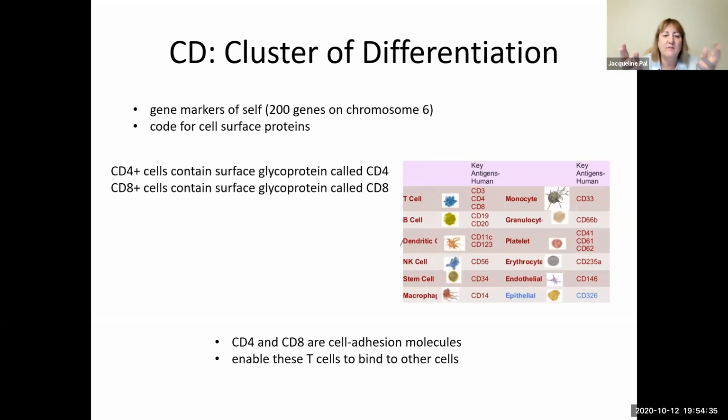Both of these are molecules which enable both of these T cell subsets, the helper T cells and the cytotoxic T cells, to bind to other cells, because that's how they are going to work. They don't have an antibody attaching to a T cell, which then can bind to another cell. These are the molecules that allow them to bind to the other cells.